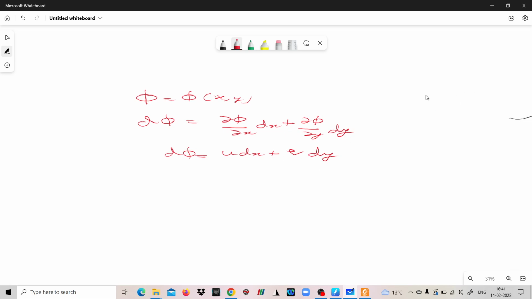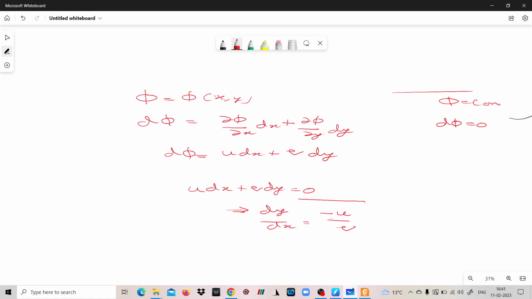Now, since along an equipotential line, the value of phi is a constant, what will be the value of d phi? The value of d phi will be 0. So, for an equipotential line, u dx plus v dy is equal to 0, or from here we get that dy by dx is equal to minus u by v. So the slope of an equipotential line is given by minus u by v.